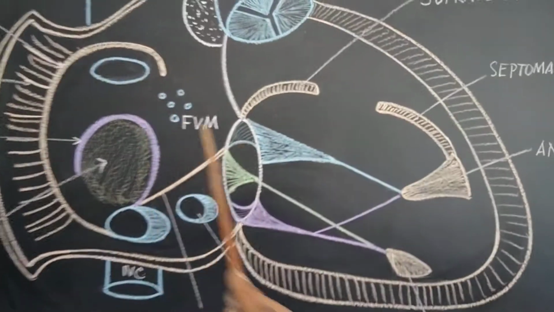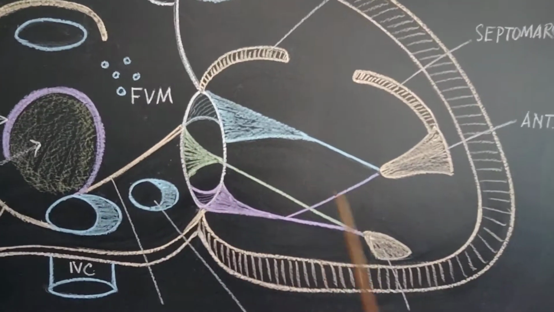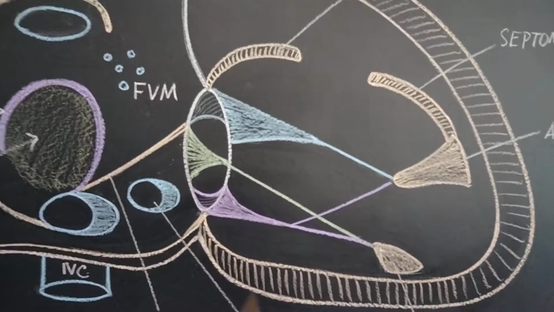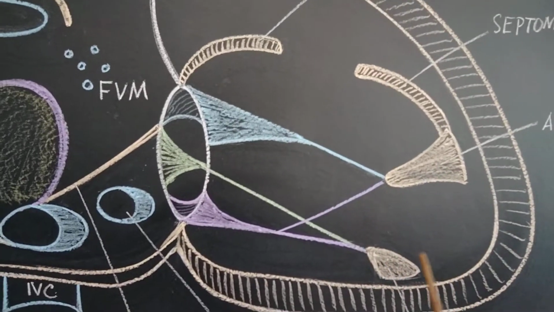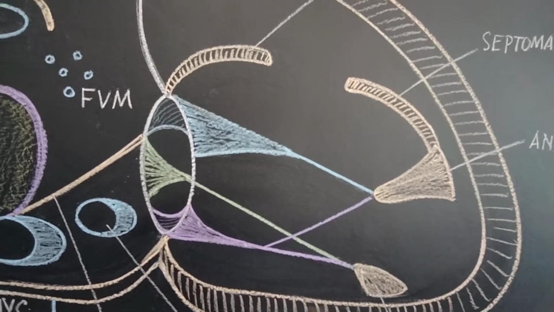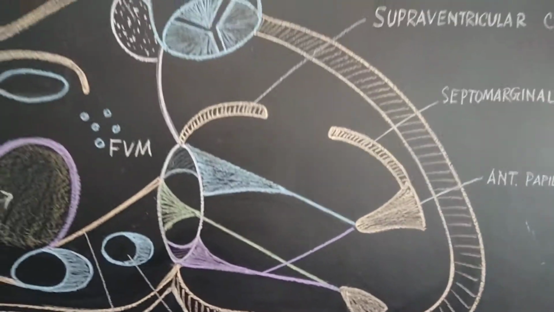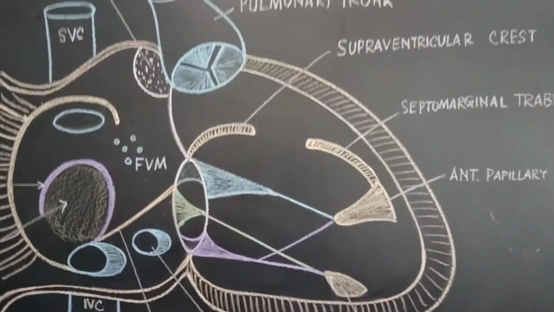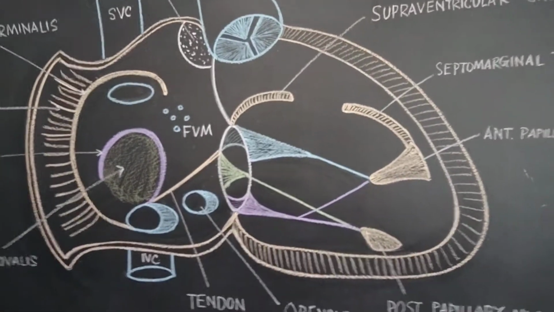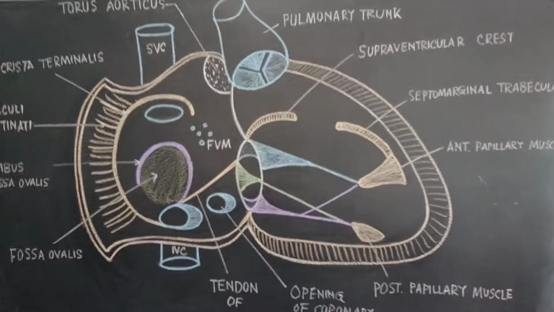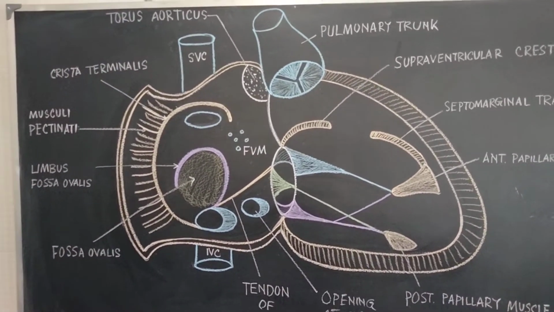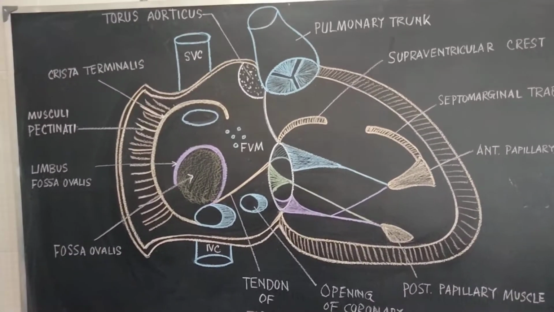To reduce the velocity of the blood which passes from the right atrium to the right ventricle, the inflow tract is marked by roughness, and this roughness is produced by trabeculae carneae. Trabeculae carneae is a common term which includes ridges, bridges and pillars.